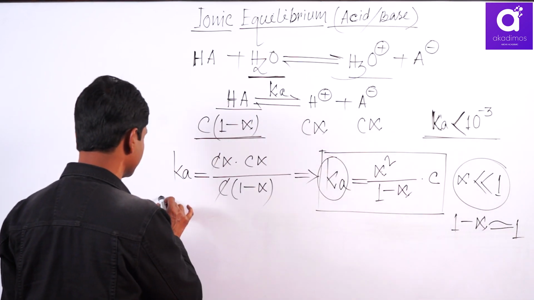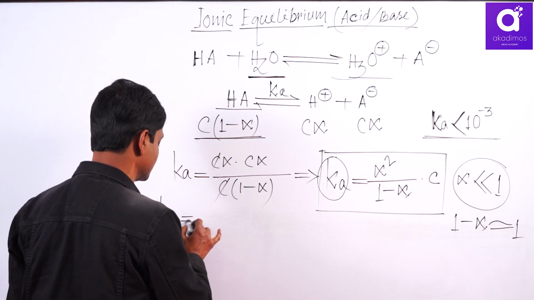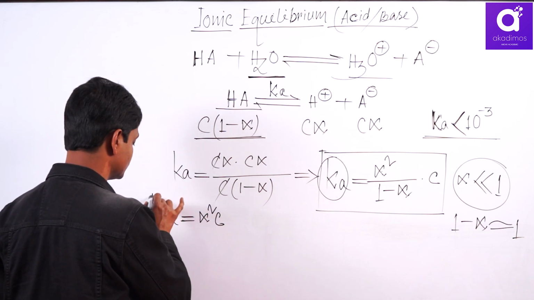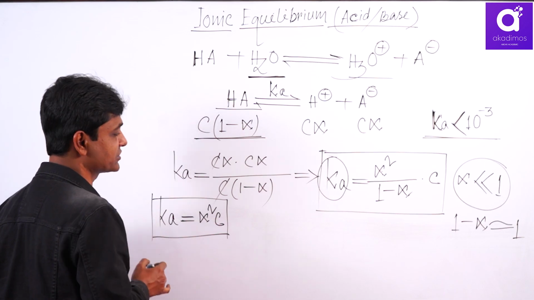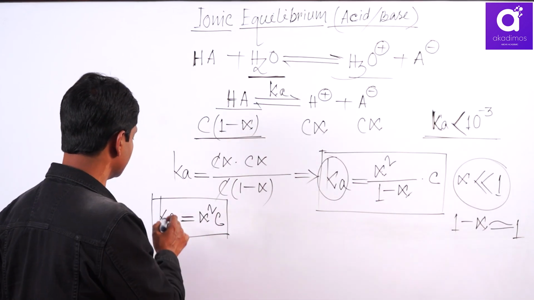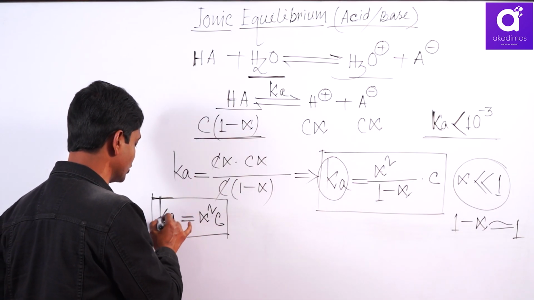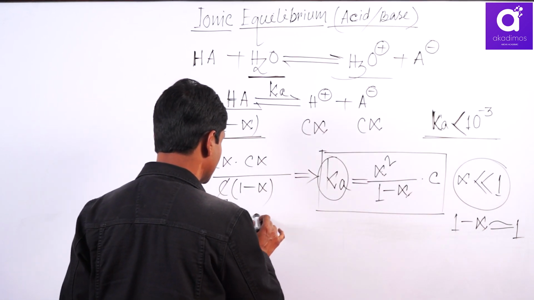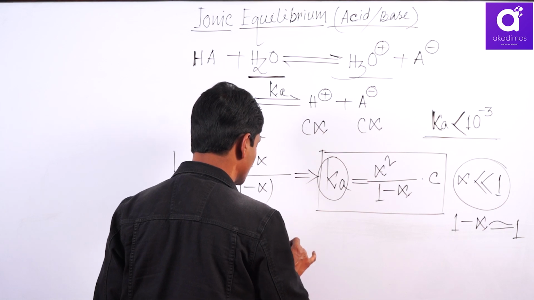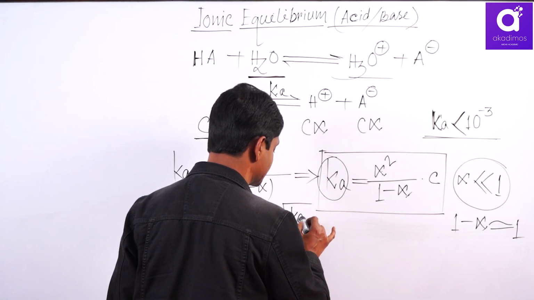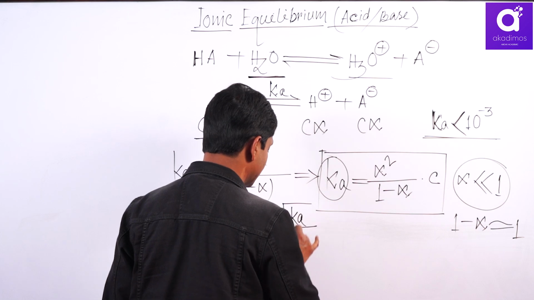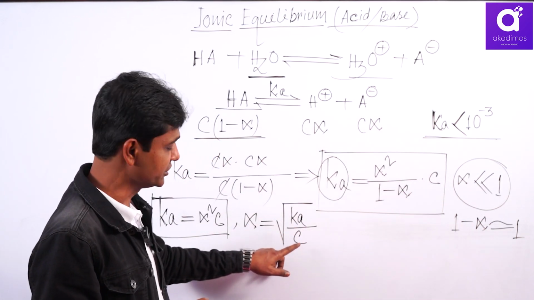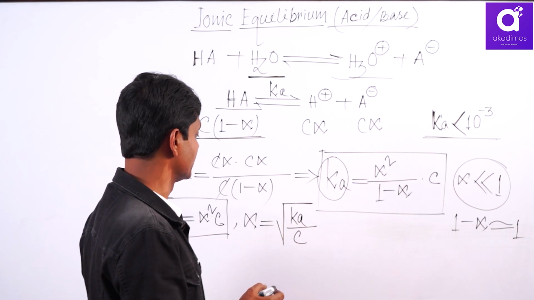Then what expression will you get? Ka equals alpha square C. Remember this equation, Ka equals alpha square C. And you will get this equation in salt hydrolysis also, which I will discuss. And alpha is equal to root under Ka by C, the equilibrium constant by C. Here you will get a qualitative idea of how alpha varies with C. With increase of dilution, alpha increases.